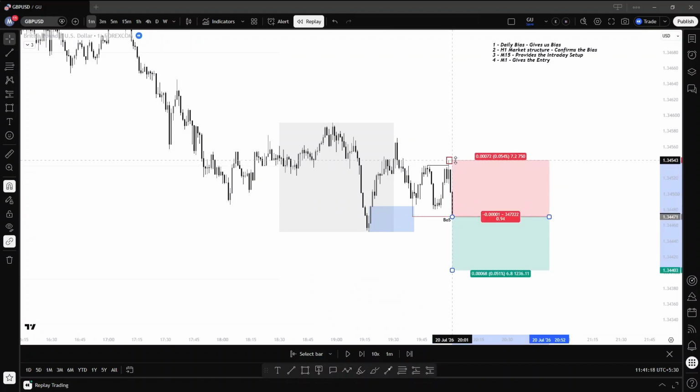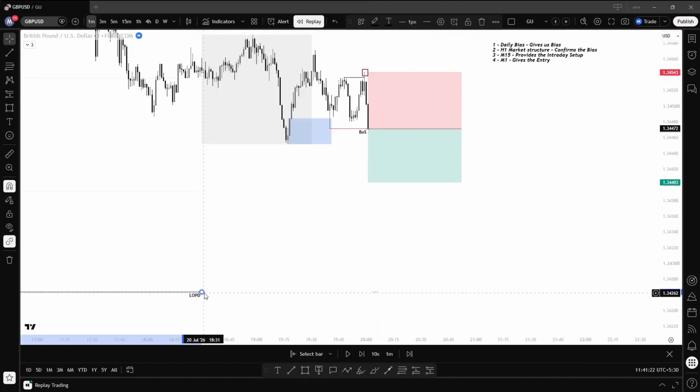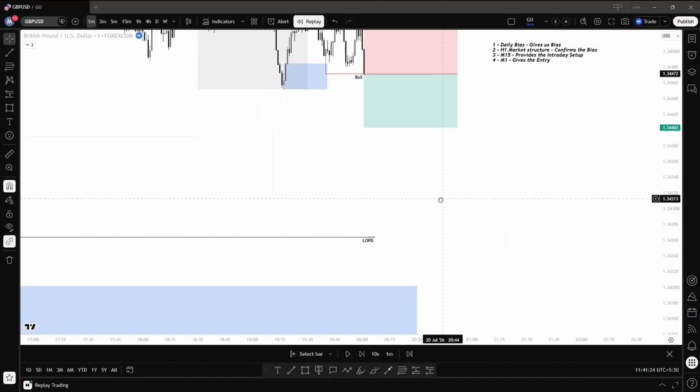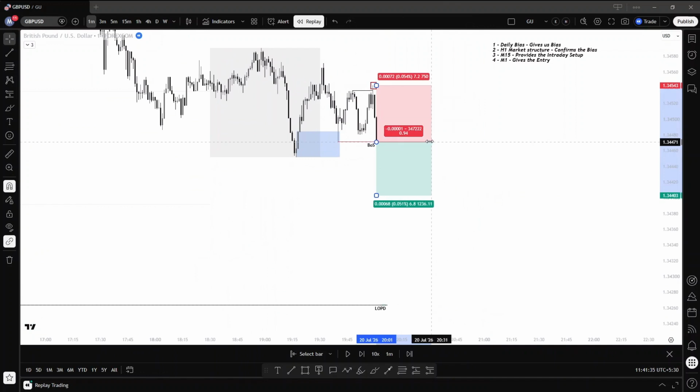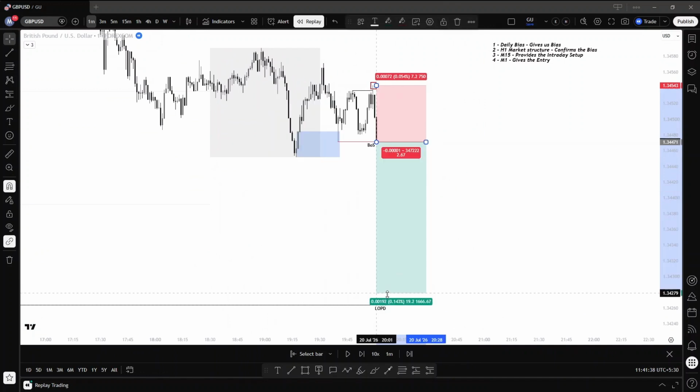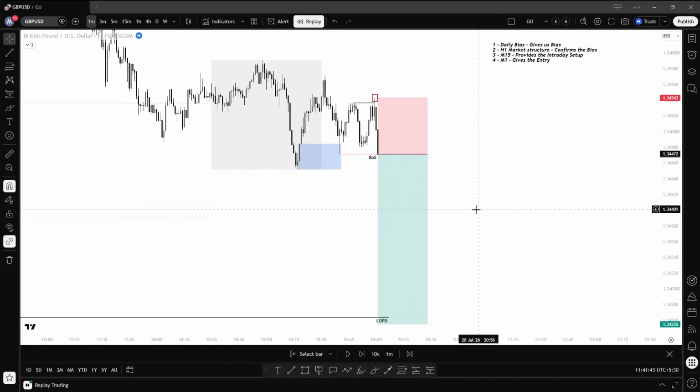Stop loss above this high. And do you remember this low of previous day, that we are going to target, this demand that I mentioned on H1 time frame? So let's target this low of previous day, which is approximately 1:3 RR. And let's see how it plays.